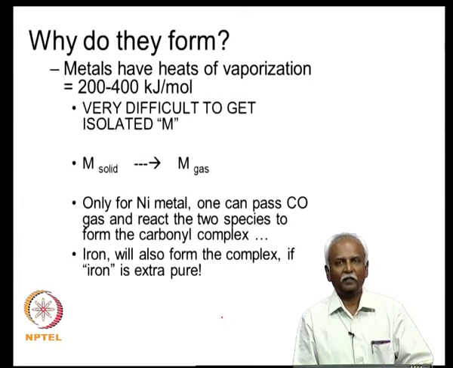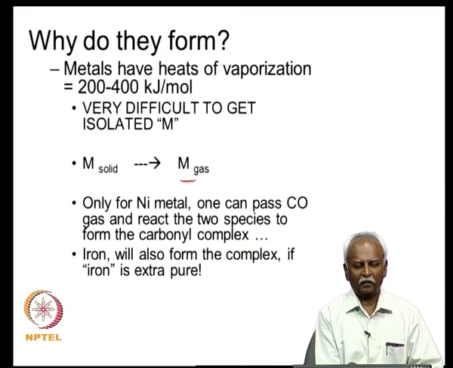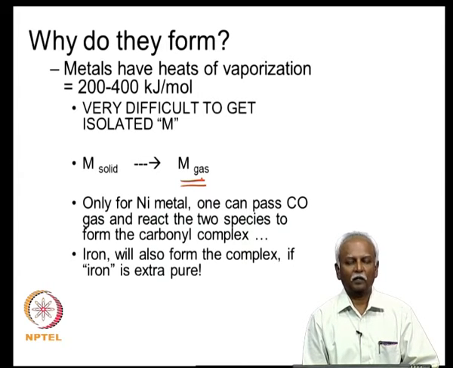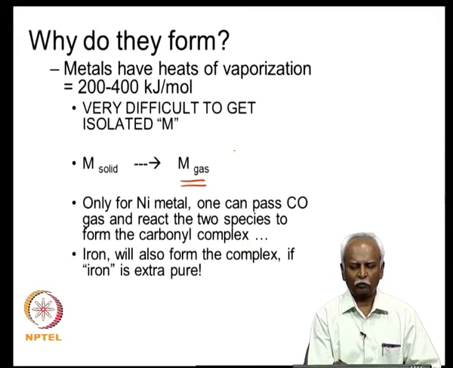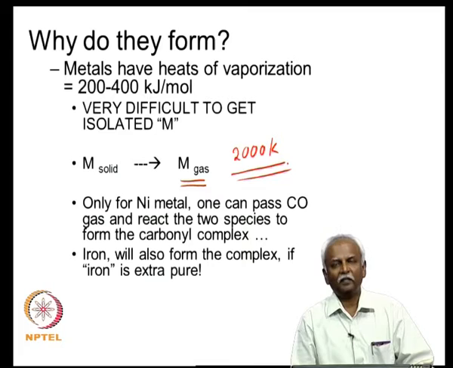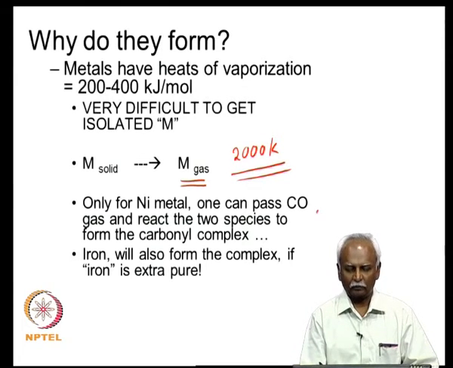Because carbon monoxide is a very stable molecule. It is very difficult to generate isolated metal atoms. Isolated metal atoms are formed in the gas phase if you vaporize them, but this requires a very large amount of energy, very often 1000 to 2000 K. If you heat a metal to a very high temperature, then you can vaporize the metal. So, why is it that you can readily form metal carbonyl complexes? In the case of nickel, you can even pass carbon monoxide at room temperature and atmospheric pressure, and you can form nickel tetracarbonyl.